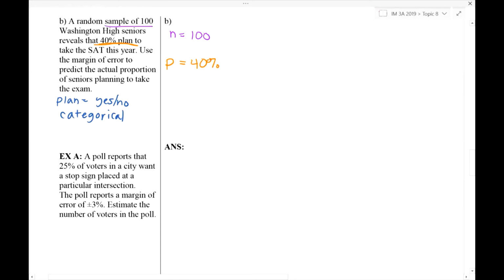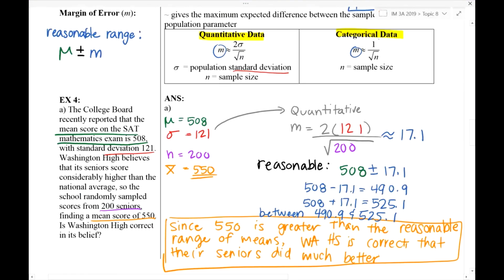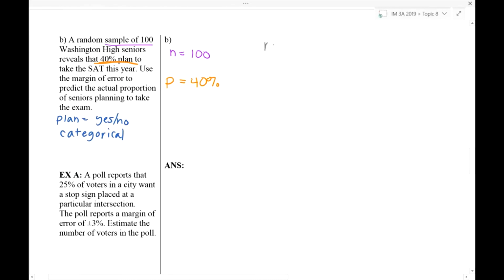And so what we're going to look at is what is the true proportion. If I add and subtract the margin of error, that'll give me a better indicator as to where the true population's proportion lies. Since we're looking at a categorical question, we're going to use the other formula, which is just 1 over the square root of n. Our sample size is 100, so the margin of error is 1 over the square root of 100, which is 1/10 or 0.1. Since this is given to us as a percent, let's say that is 10%.